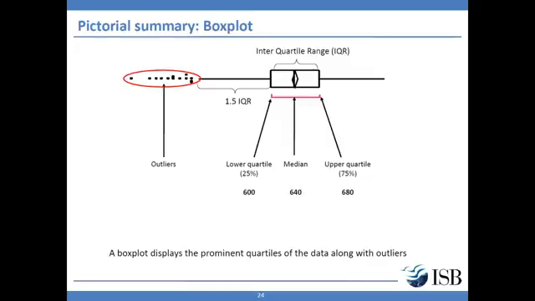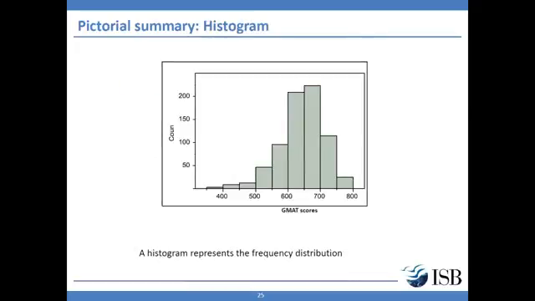Now the question is, what is missing here? What if I want to know the fraction of students who get a GMAT score between 680 and 700? A box plot cannot give me this information. This is where our next tool comes to use. A histogram represents a frequency distribution. This is giving us different information than a box plot. We can see that there are more students scoring in the range of 650 to 700 as compared to all other intervals. We can also see that there are more students scoring in the range of 600 to 650 than 700 to 750.